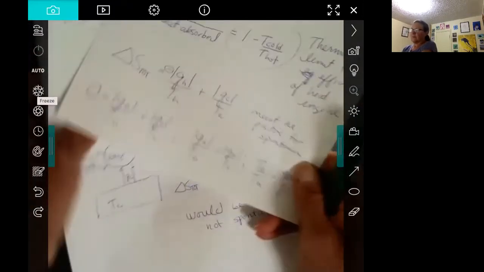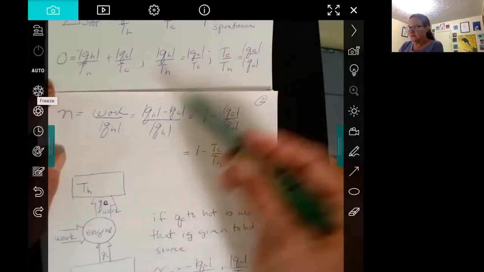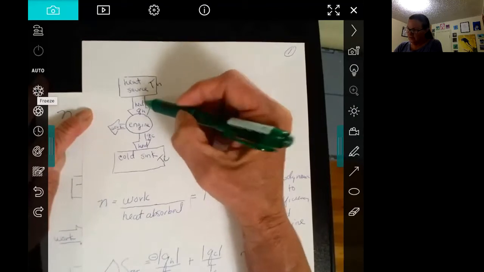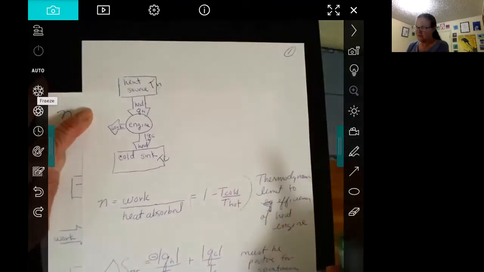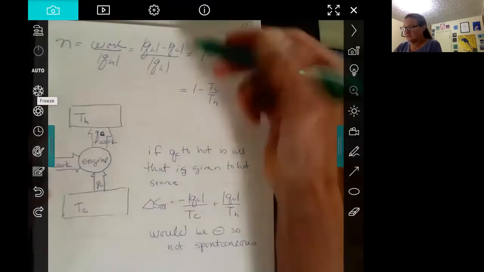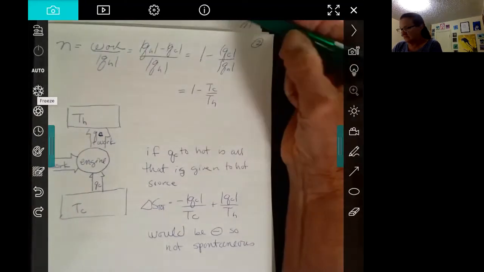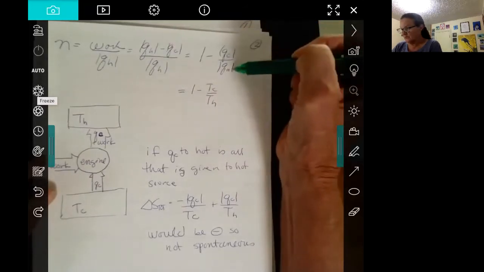So if we go back to our definition of efficiency then, efficiency is the work, and the work is the difference in Q hot and Q cold. So all of these have to add up. So Q hot has to be equal to how much work you did and how much Q cold you sent away. And that's just the first law of thermodynamics. You have to conserve that energy. So work is equal to Q hot minus Q cold. And then the heat I put in is Q hot. And so this you can rearrange to be 1 minus Q cold over Q hot.